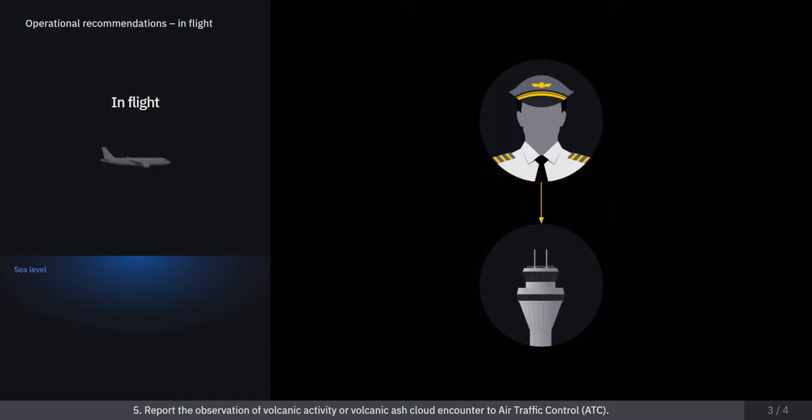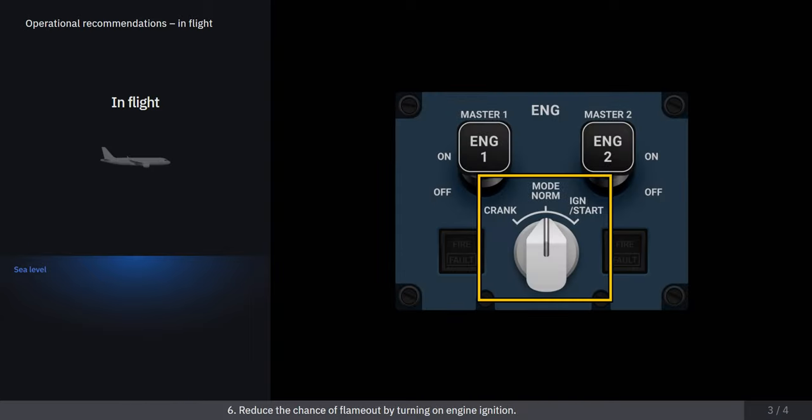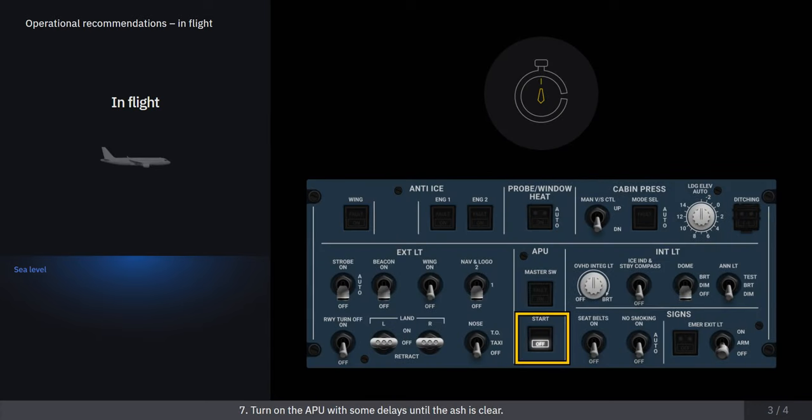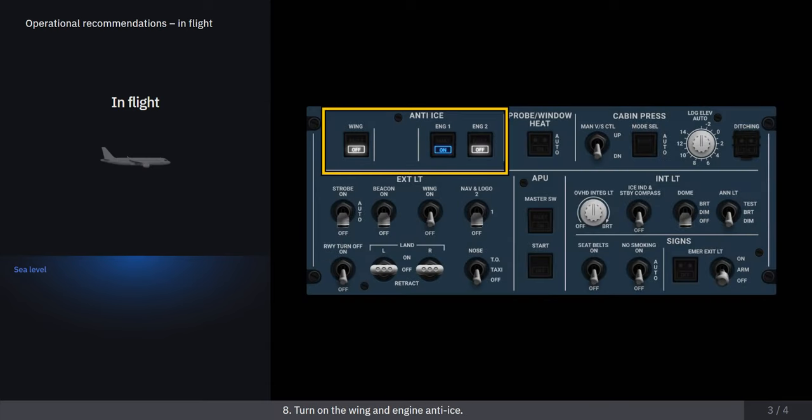5. Report the observation of volcanic activity or volcanic ash cloud encounter to air traffic control. 6. Reduce the chance of flameout by turning on engine ignition. 7. Turn on the APU with some delays until the ash is clear. 8. Turn on the wing and engine anti-ice.